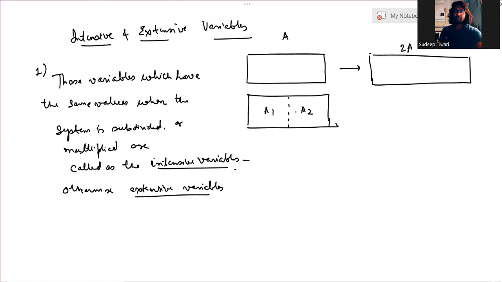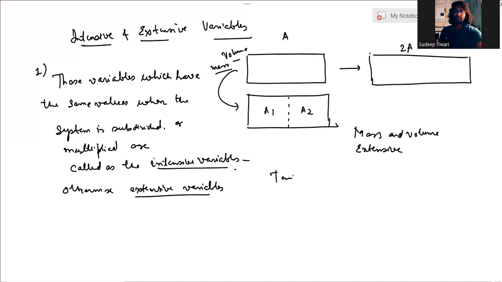So for example, if I subdivide it, what has changed? The volume has changed. If A is subdivided, initially volume was something else, now volume is something else. If it was containing some mass of gas, the mass of these compartments would be different. So I can say that mass and volume are extensive variables, because their values change if the system is subdivided or multiplied.